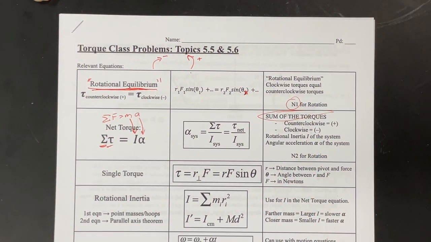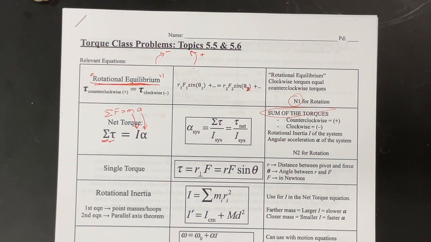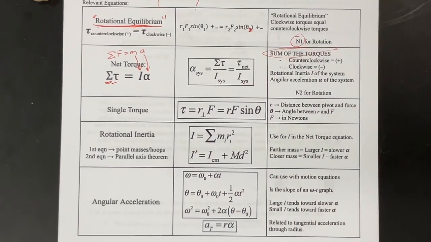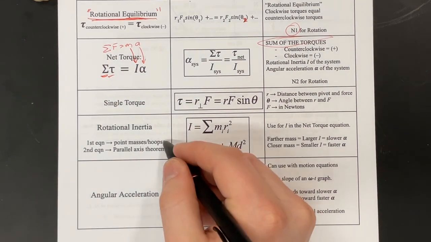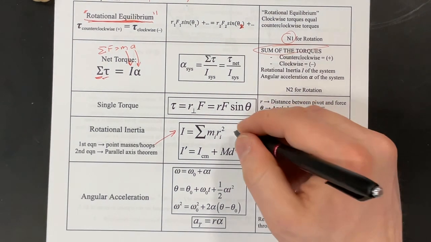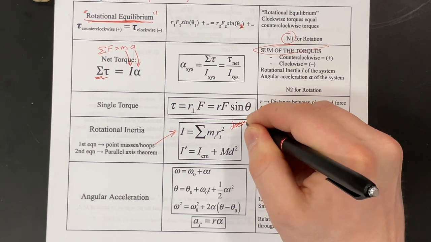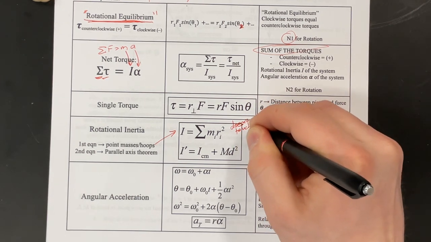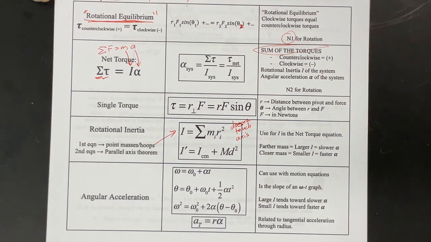For a single individual torque, that's what you were working on last time, R F sine theta. Rotational inertia: remember, this is for point masses or for hoops, things that don't touch the axis. If it's m r squared, it doesn't touch the axis. If it does touch the axis, they're going to have to give you more information, like a parallel axis theorem problem, which is that second one.